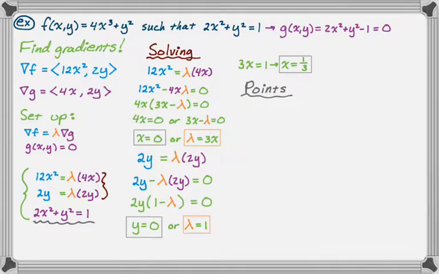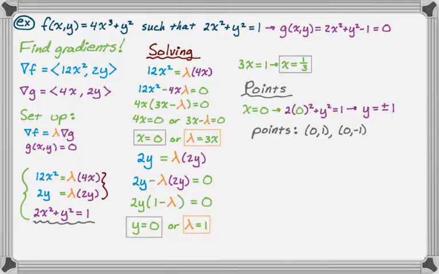So if x equals 0, subbing right in, it's going to be 2 times 0 squared plus y squared equals 1, which means y squared equals 1, which means y equals plus or minus 1. So I actually get two ordered pairs. So the points that I'm getting for this part are (0, 1) and (0, negative 1). And then what if y equals 0? So if y equals 0, I will get 2x squared plus 0 squared equals 1.